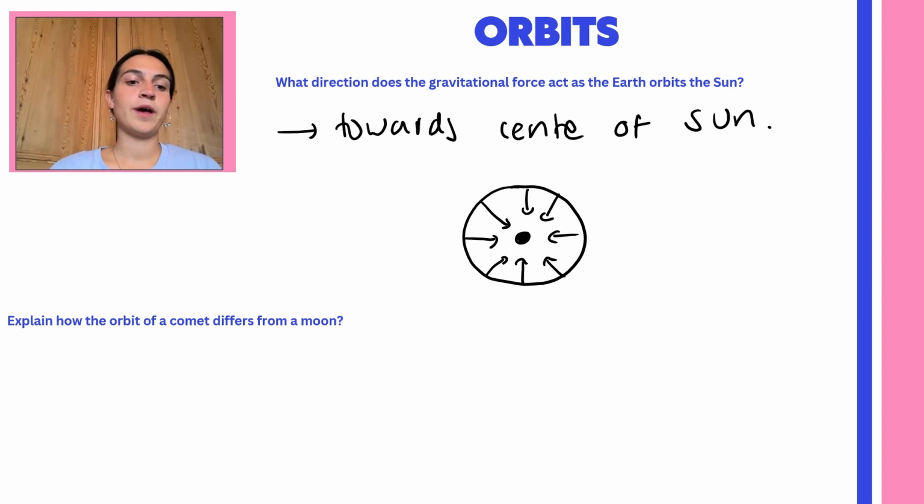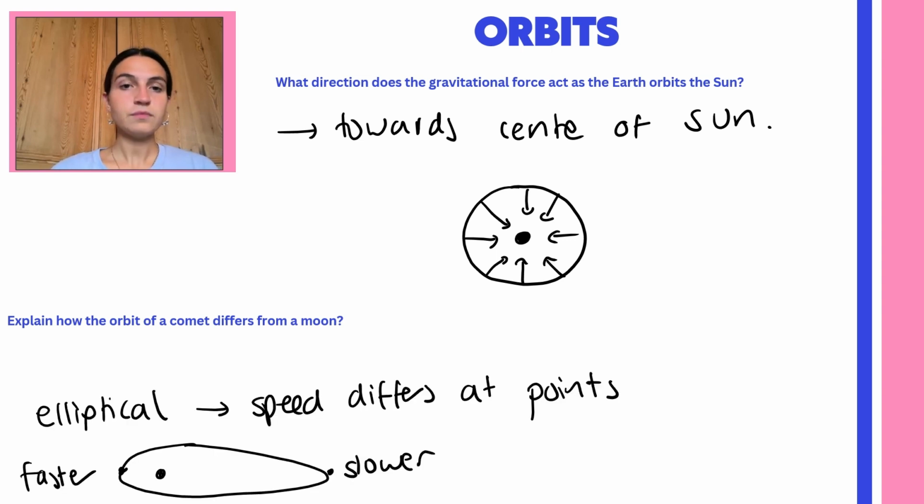Explain how an orbit of a comet differs from a moon. So a moon is fairly circular and a comet is way more elliptical, which means that its speed will be different at different points in its orbit. For something moving in circular motion, its speed may remain fairly constant, but its velocity keeps changing because its direction keeps changing. Whereas for something elliptical, its velocity keeps changing because its direction keeps changing, but also its speed will change as well.